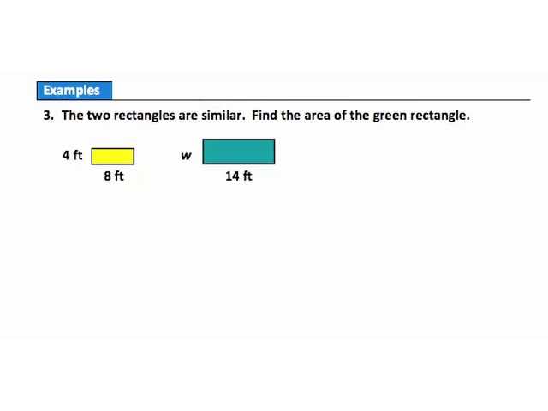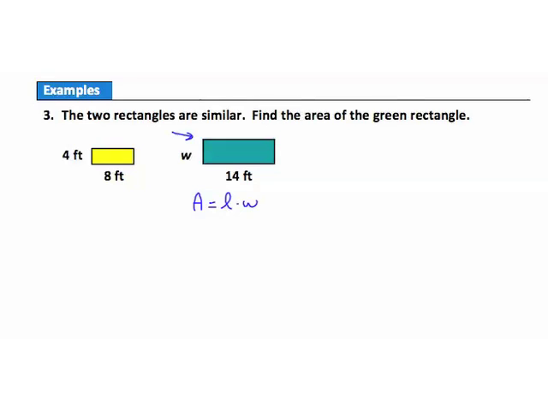Now let's take a look at an example that will help you use similarity to find the area of an object. Example 3. The two rectangles are similar. Find the area of the green rectangle. So we're asked to find the area of this green rectangle. Well, to find the area of a rectangle, remember, this is what we need. We need length times width. Well, we have the length, but we don't have the width. So let's use similarity to figure out this width.